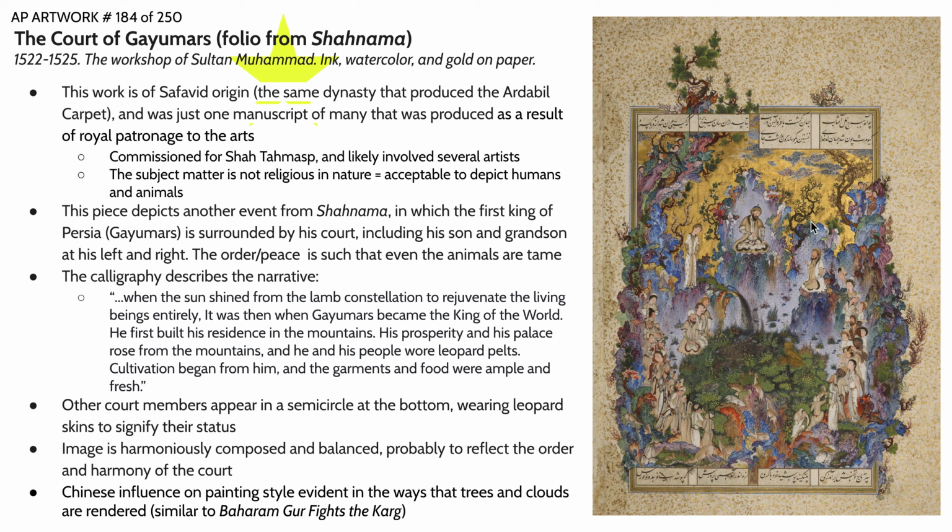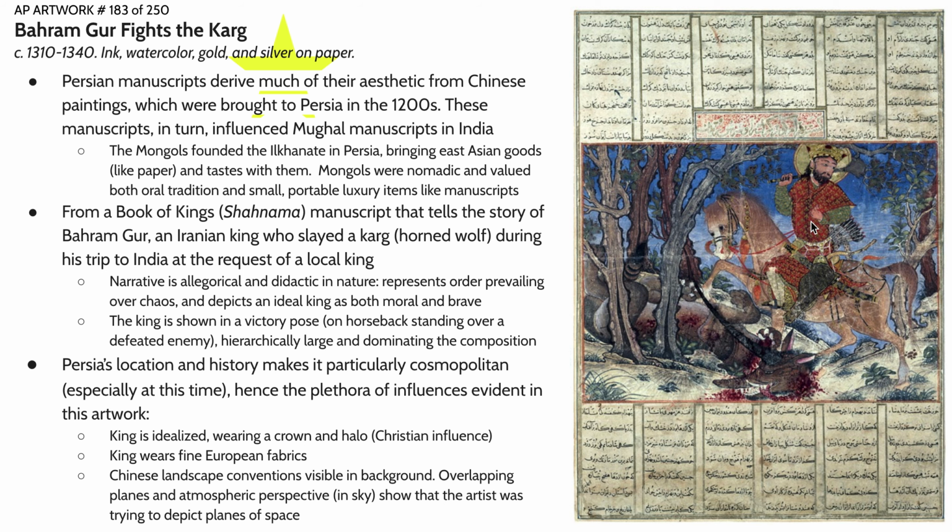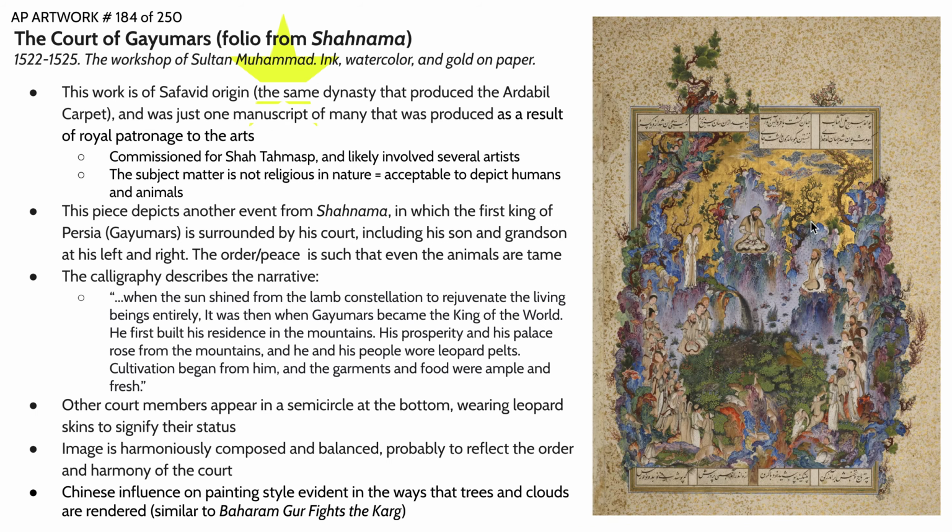Our next piece is also from a Shahnameh, but keep in mind that this is a completely different collection of manuscripts. The collection of manuscripts for Baharam Gur came from the 1300s. This particular set of manuscripts came from the 1500s, so around 200 years later. The Shahnameh is popular enough that there are two separate AP artworks that are both depicting narratives from the Shahnameh. So this particular work is of Safavid origin.